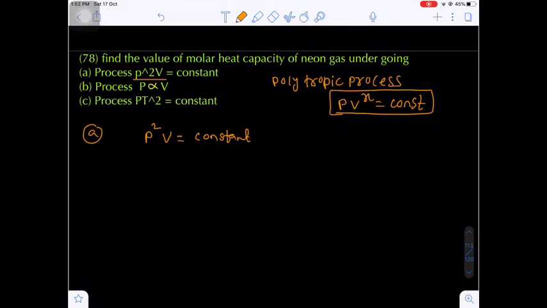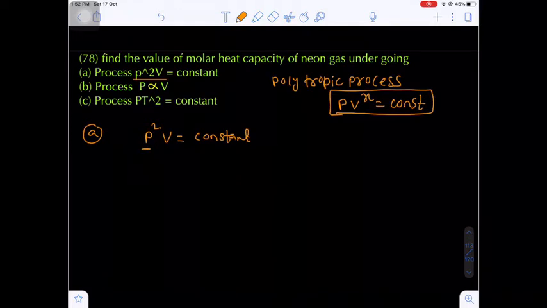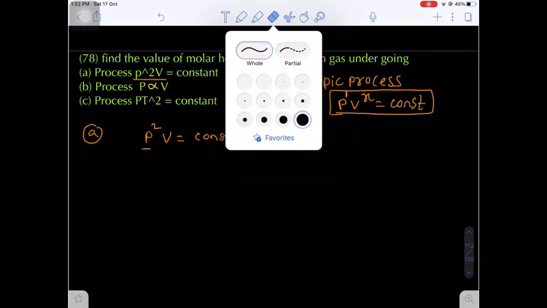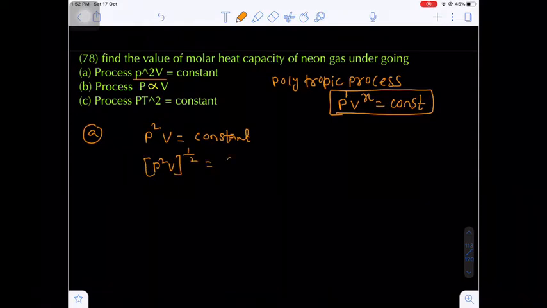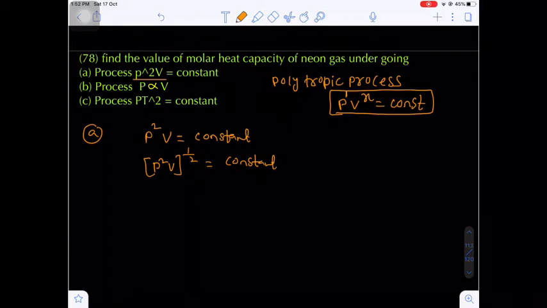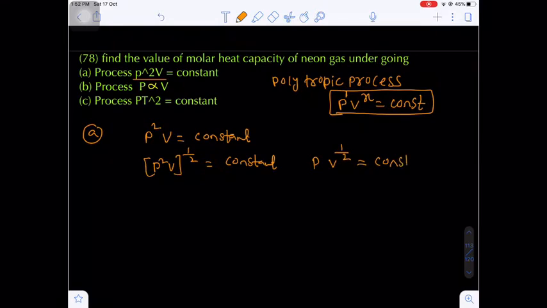Here, what is the power of the pressure? Square is there, but in the general expression the power of the pressure is only 1. That's why I am trying to take the square root on both sides. If you take the square root on the left hand side, you will get (P squared V) whole to the power 1 by 2. On the right hand side, the square root of a constant gives one more constant. From here I can write P into V to the power 1 by 2 equals constant.